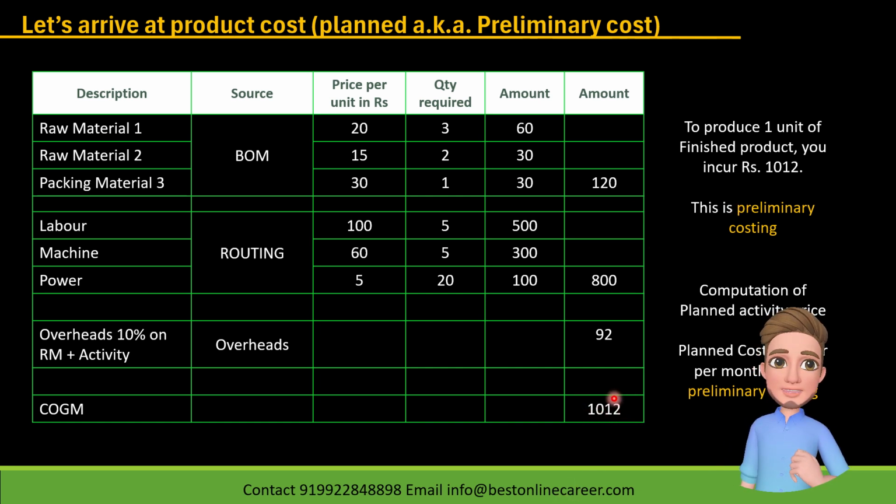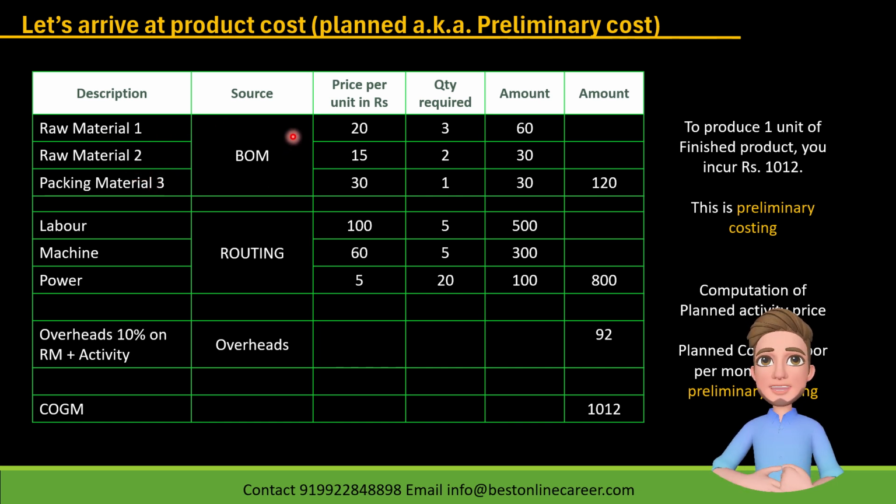It's a small arithmetic error which I should have fixed. Okay. So to make the finished product, one finished product, I need three units of raw material 1. I need 2 units of raw material 2, and again 1 unit of packaging material 3. So this is what is referred to as bill of material.